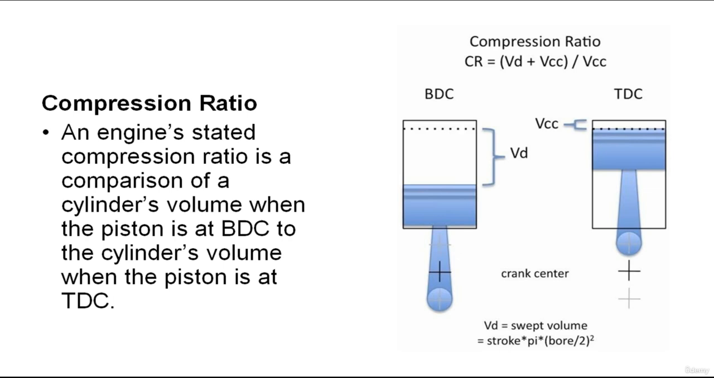We have as well the compression ratio. An engine's stated compression ratio is a comparison of a cylinder's volume when the piston is at BDC to the cylinder's volume when the piston is at TDC. The compression ratio is a statement of how the air-fuel mixture is compressed during the compression stroke. It's important to keep in mind that this ratio can change through wear and carbon and dirt buildup in the cylinders.